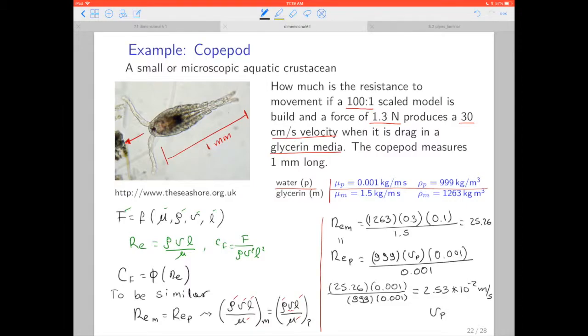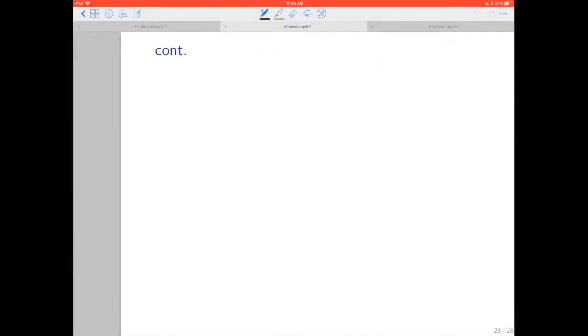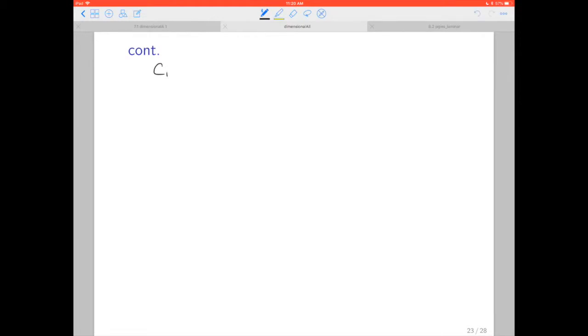So it's a very tiny velocity to be measured, but via the scale experiment, we are able to tell. So we have the equivalent velocity. Now we would like to know what is the equivalent force that we want to produce. We were comparing Reynolds here, but we have another pi number, which is the force coefficient. So the force coefficient for the model should be equal to the force coefficient for the prototype.